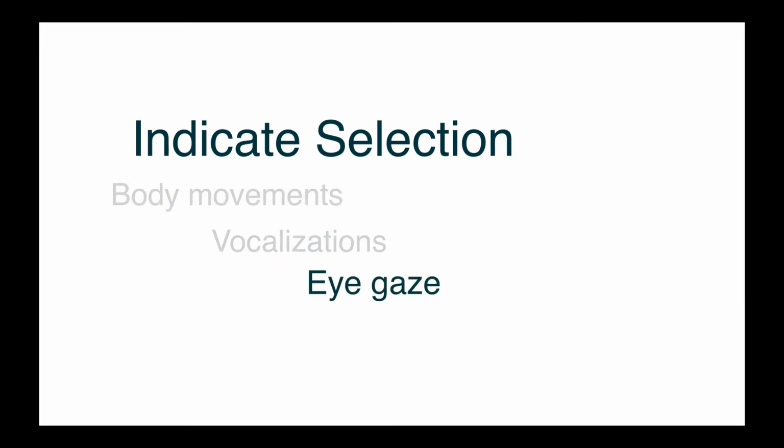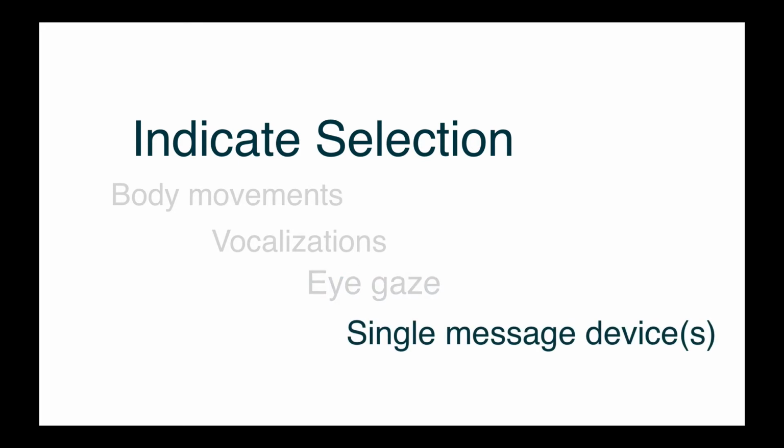Partner-assisted scanning requires us to teach students to indicate when we name and point to their selection. A student may learn to indicate when we name and point to their selection by using a body movement. They may use vocalizations, they may use eye gaze, or they may indicate when we are pointing to and naming their selection by activating a single message device.